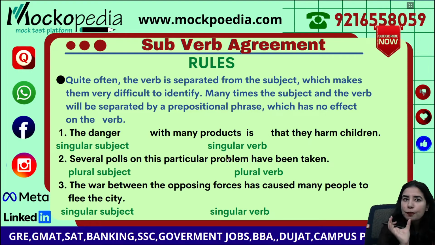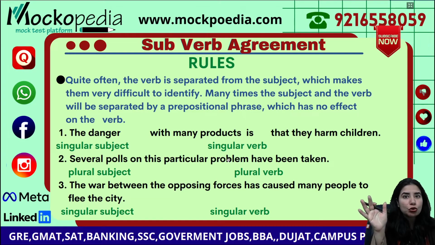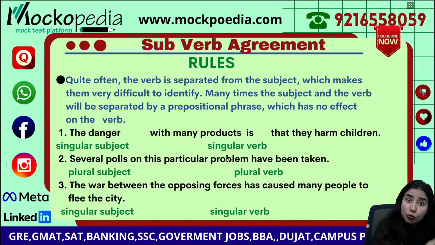Products is a part of a prepositional phrase and is not the subject. The subject has to agree with the verb, not the noun present in the prepositional phrase, right? So you have to always look for the subject in the statement. The major mistake students make here is that they make the verb agree with the noun present in the prepositional phrase, but that's not the subject. The subject in the sentence is danger, so the verb should agree with danger. I hope it is clear now.